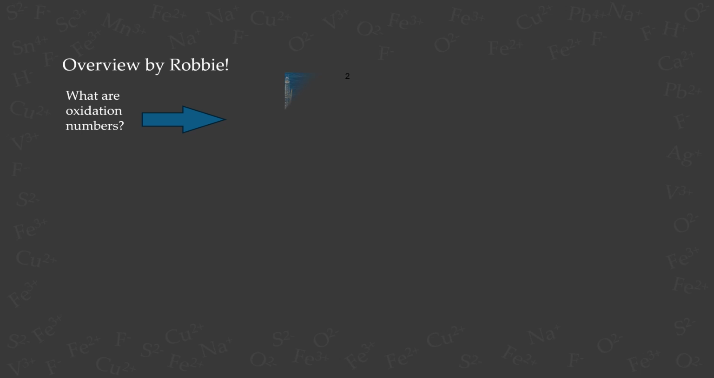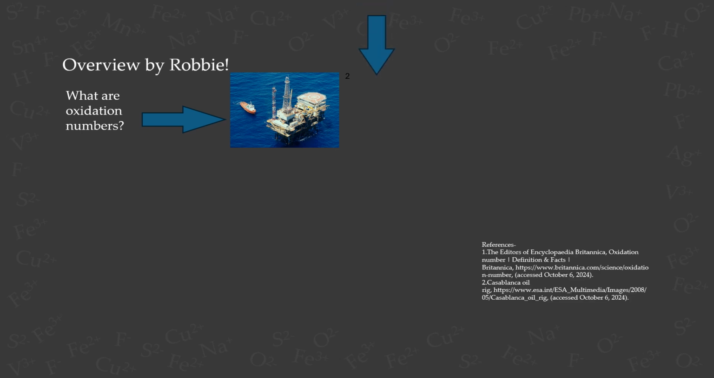As unrelated as this looks, it's actually a fundamental part of oxidation numbers. It is, of course, an oil rig. Now, OIL RIG is a very handy acronym to remember the definitions of oxidation and reduction. Loss and gain refers to the movement of electrons from atoms.